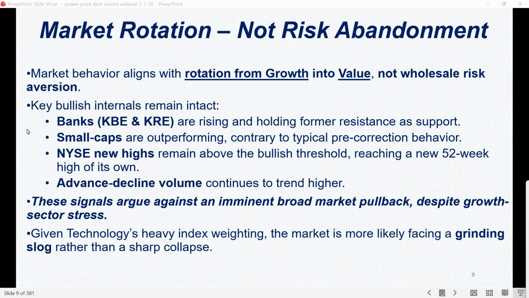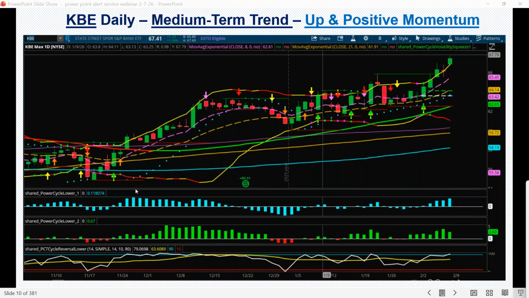Now, these signals argue against any imminent broad market pullback, despite the growth sector stress that we saw early last week. Given technology's heavy index weighting, the market is more likely to face a grinding slog rather than a sharp collapse to the downside. So that's an overview of what I was seeing as we went through the end of the week.